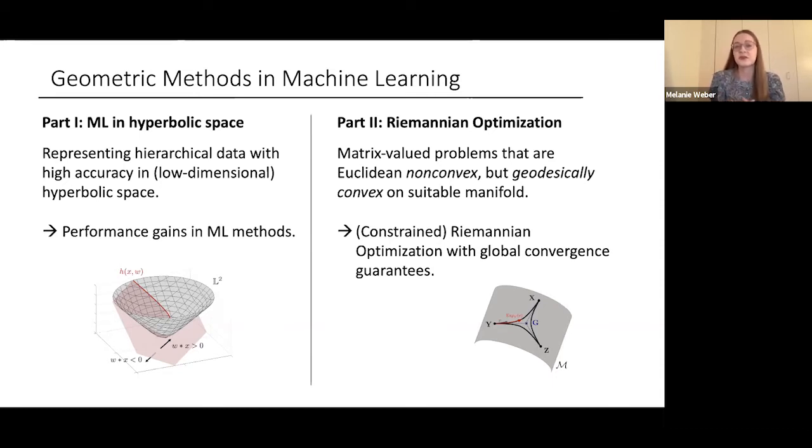And then in the second part of the talk, I'm going to talk about Riemannian optimization. So this line of work is motivated by matrix valued machine learning problems, where I'm particularly interested in problems that are non-convex when we phrase them in a Euclidean setting, but that fulfill a weaker notion of convexity that corresponds to convexity in a Riemannian setting. So by translating the problem onto a suitable manifold, we can use tools from convex optimization to get global convergence guarantees, which can be really helpful and really speed up our algorithms.